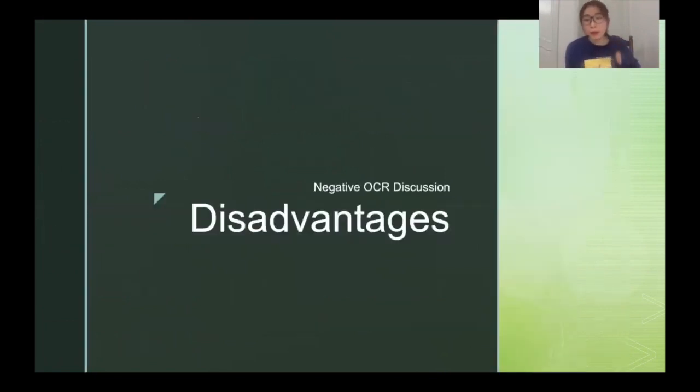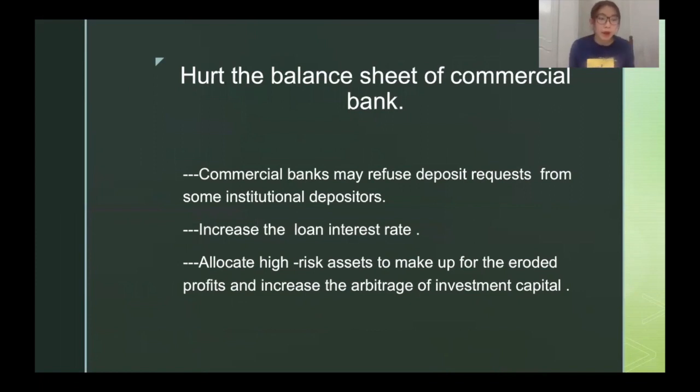So the negative OCR policy has several advantages. We still have some limitations. Negative OCR may hurt the balance sheet of commercial banks. Commercial banks may increase the lower interest rate to pass on costs. They also allocate high-risk assets to make up for the eroded profits and increase the arbitrage of investment capital, which is not good for price stability.